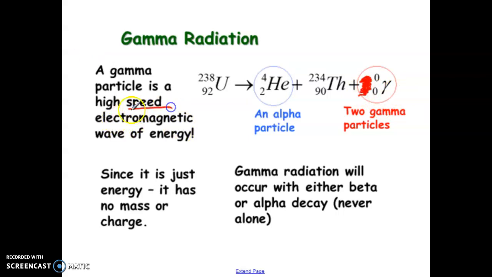So it's a high-speed electromagnetic wave of energy. It has no mass and no charge. It's just simply energy. So it never happens on its own. It's typically with alpha or with beta when it is in fact occurring.